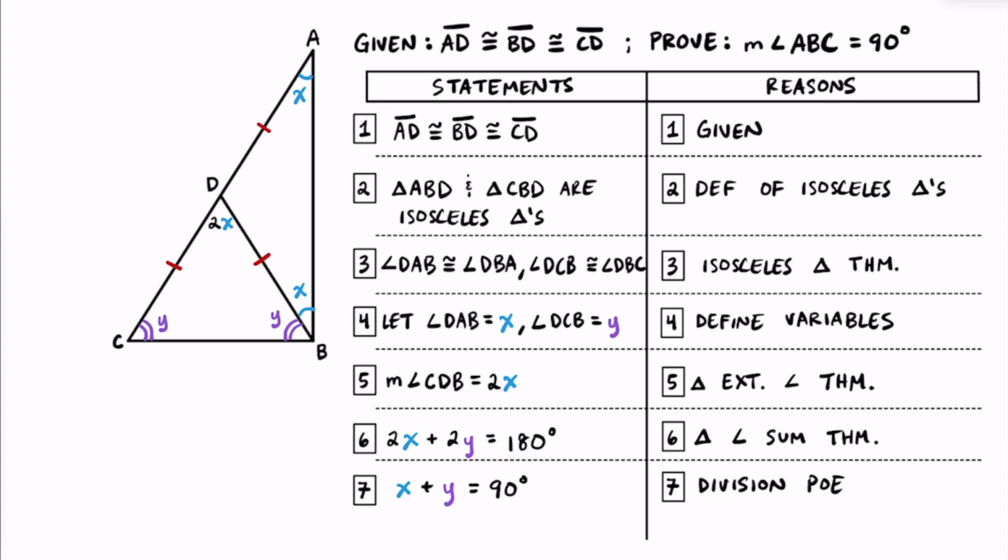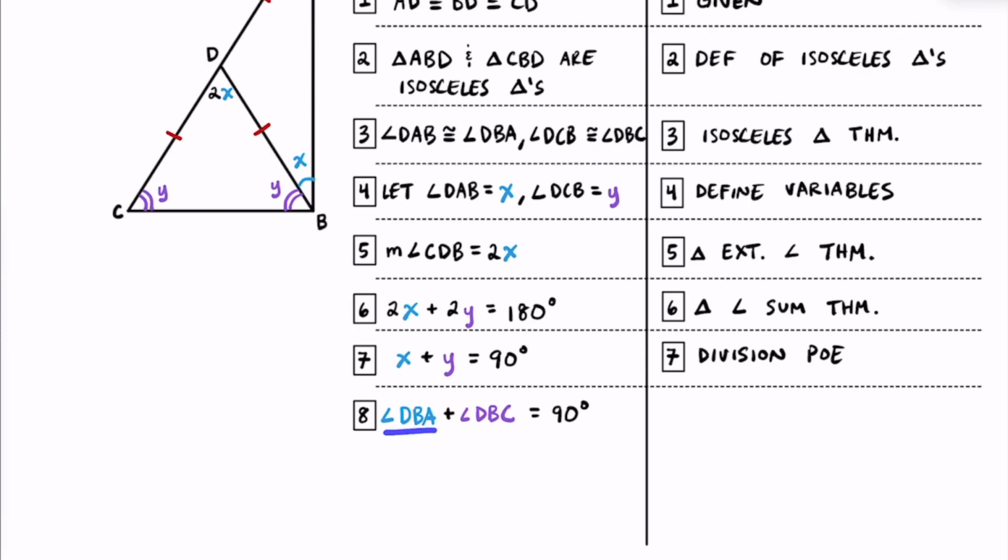Alright, so I think we're getting pretty close here. We now know that x plus y is equal to 90 degrees, and we notice we have that x and that y right over here, and they do make up this angle of ABC. We're trying to prove that this is 90 degrees. Now let's remember that this x is really representing angle DAB, and this y is really representing angle DCB, so let's use some substitution and say that angle DBA plus angle DBC is equal to 90 degrees. We're making this statement by the substitution property of equality.